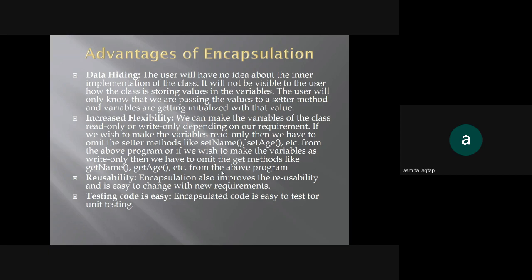Okay, reusability means what, encapsulation also improves the reusability and it is easy to change with the new requirement. Again, we have seen in inheritance, we use the concept of a parent class and a child class. Okay, we access the parent class method, and the parent class method has one line of code, and we want something more specific inside our child, so we can add those things. So reusability is there. Testing code is easy, for unit testing.